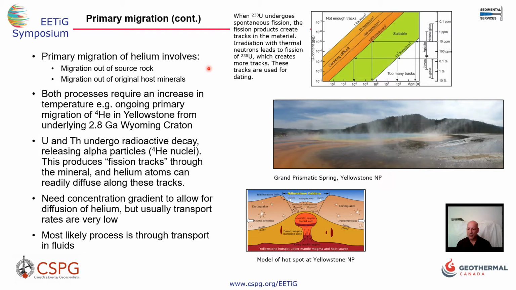One example of this is Yellowstone, where we have a giant hotspot sitting beneath it, and that temperature is generating helium, which we see in places like Grand Prismatic Spring today. These helium concentrations are low because not a lot of time has passed to allow the accumulation of helium through time, but nonetheless we are seeing helium being produced as a result of these higher temperatures. Typically speaking, the migration process is facilitated by groundwater and the movement of fluids through the rock.